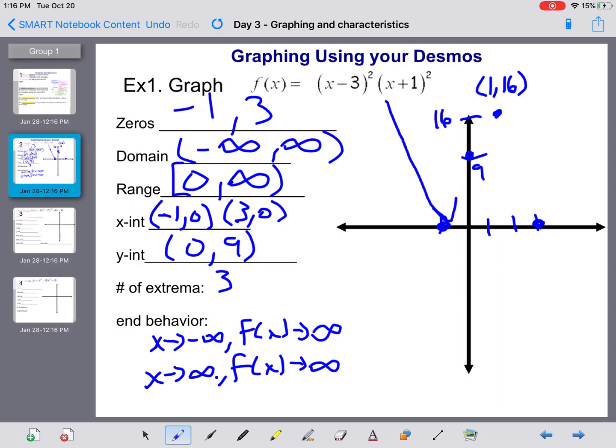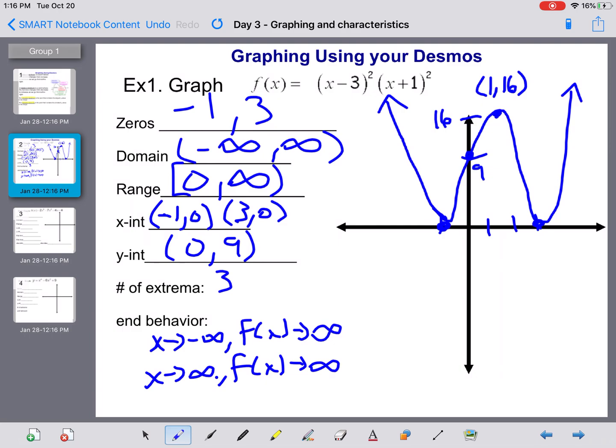We hit that point, we bounce back up, we go through here, and we hit that as our relative max. We come back down, and then we bounce back up. So we'll have a graph that looks something like this, in which you need to include all of those points: turning points, x-intercepts, and y-intercepts.